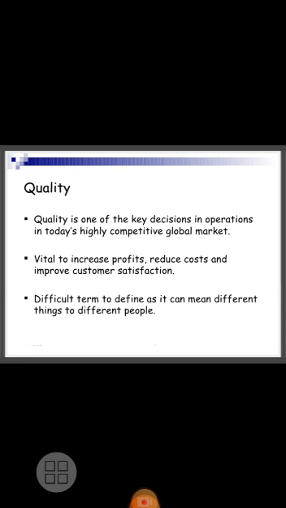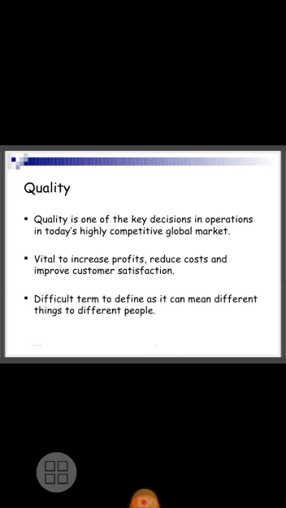Quality is one of the key decisions in operations in today's highly competitive global market, because nowadays the competition is too high. And if we are not providing a quality product to the consumers, they have a lot of choice in the market. They can buy even from the local market. They can buy even the product from the international market through the internet, through online marketing like e-commerce, as we can buy goods from Amazon, which sells goods to the whole world. So it's very important for producers to provide a quality product if they want to be retained in the market.